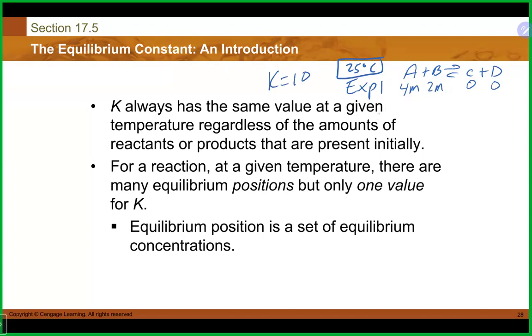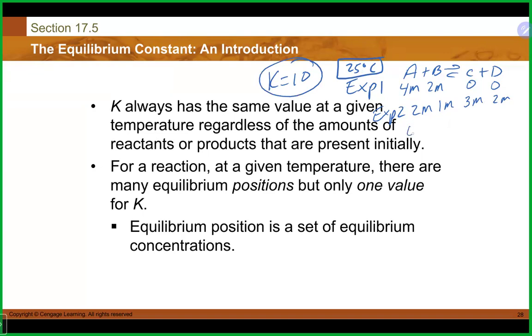Now, I did experiment 2, and maybe I started with 2 molar of A and 1 molar of B. Maybe I had a little bit of some products there as well. Maybe I had 3 molar of C and 2 molar of D. I could calculate my equilibrium constant for this reaction, and it will still be 10. It will not change, even though I started with some reactants, some products.